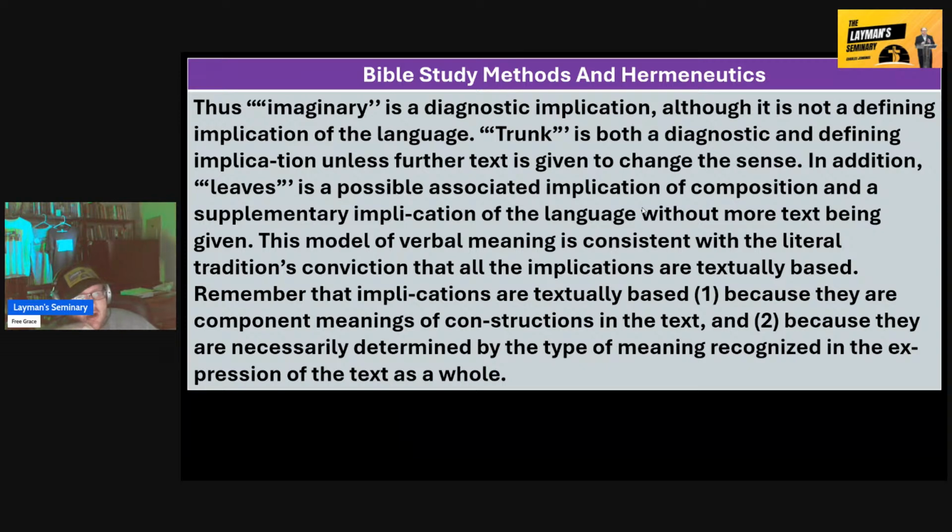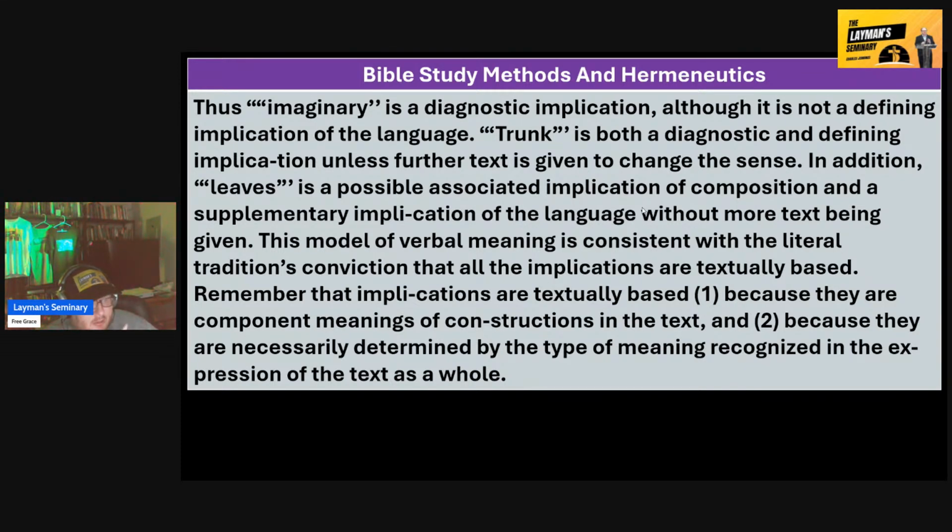Thus, imaginary is a diagnostic implication, although it's not a defining implication of the language. Trunk is both a diagnostic and defining implication unless further text is given to change the sense. In addition, leaves is a possible associated implication of composition and a supplementary implication of the language without more text being given. The model of verbal meaning is consistent with the literal tradition's conviction that all the implications are textually based. Remember, the implications are textually based.